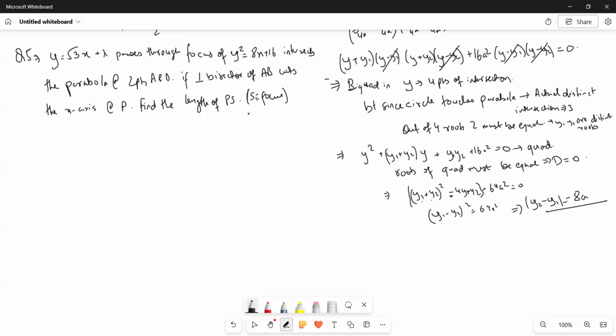The line y equal to root 3 x plus lambda passes through the focus of the parabola y square equal to 8x plus 16 and intersects the parabola at 2 points A and B. If the perpendicular bisector of AB cuts the x-axis at the point P, find the length of PS.